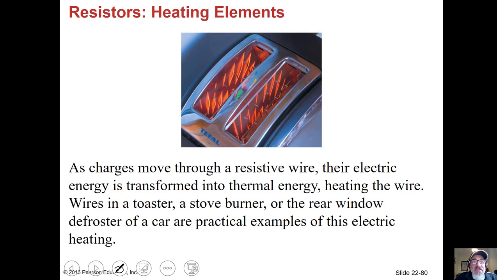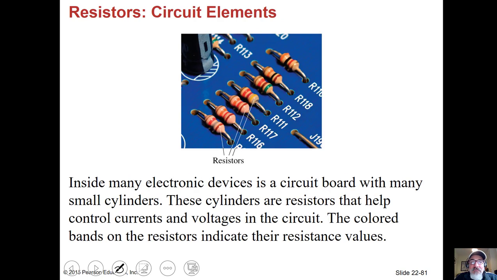Different things like that. Oh, here's a heating element in a toaster. If you use a toaster today, as charge moves through the resistive wire, the electric energy is transferred to thermal energy, heating up the wire. Okay, it's really cold out today and this whole week, so maybe you're going to be using your rear window defroster of your car. Lots of different things. I'm talking about using resistors to heat things up. They're also used in communication circuits for setting different impedances, lots of different things.